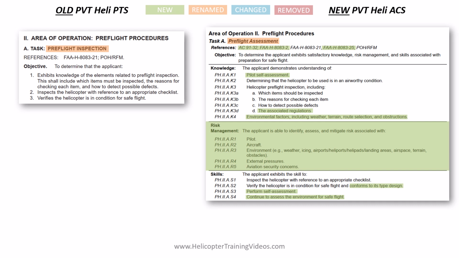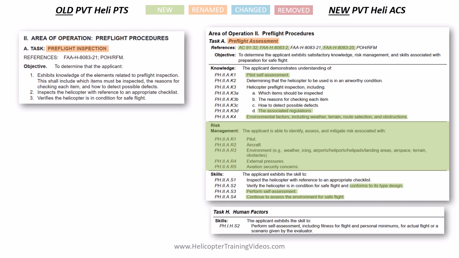You can also see there, perform self-assessment. That's that I'M SAFE checklist again. This is almost identical to a task in the human factors task of the previous area of operation. You can see there the skill says perform self-assessment. And the last you can see, continue to assess the environment for safe flight. So that's kind of assumed. You're going to be making decisions based on changing weather conditions during the flight. If the conditions aren't safe or good for a check ride, you will call for a discontinuance.